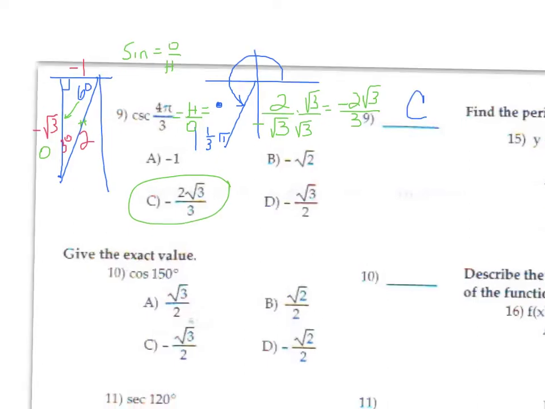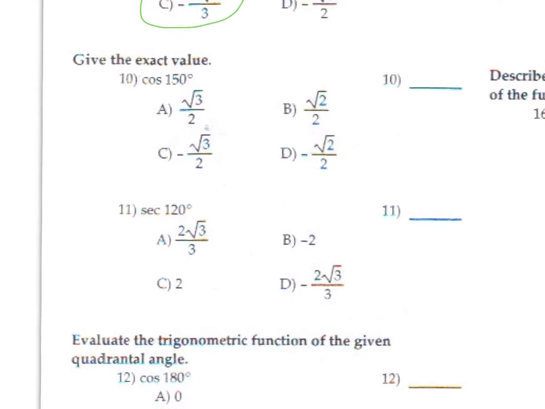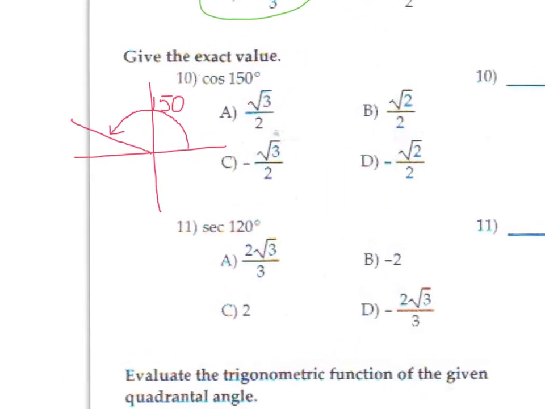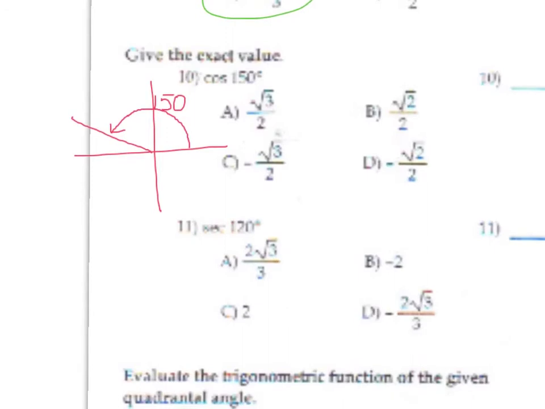Number 10. In problem number 10, you need to find out where the 150 degree is. So first of all, I'm going to go ahead and sketch that angle, 150. So I start at the 0, 90, 180. So this would be 150. The reference angle here would be 30, because 180 minus 150 is 30, and then you draw your triangle.